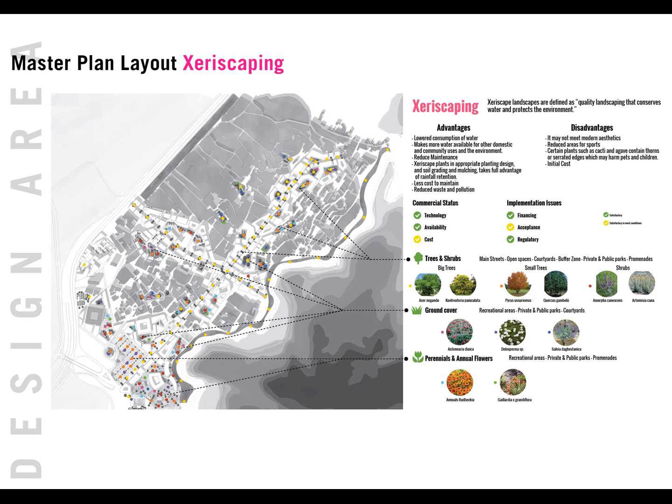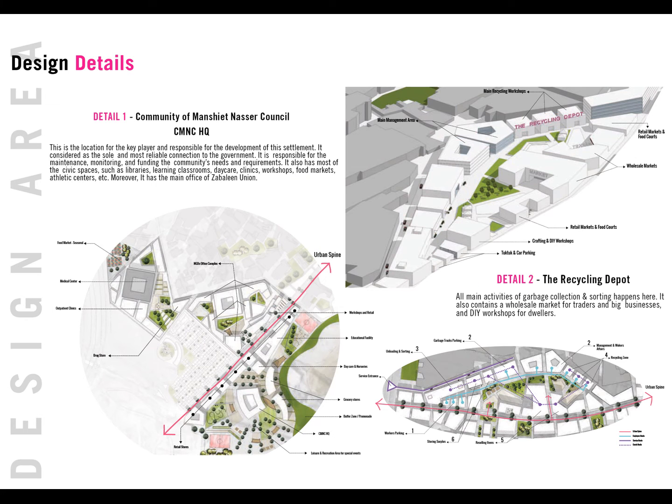As for the green network, I'm proposing to use Xeriscaping as it does not require a lot of maintenance and helps to make water available for other domestic community uses. My first design detail is the recycling depot. The complex includes main management office, recycling workshops, DIY workshops, garages for garbage trucks, sorting areas, tuk-tuk and car parking, and a wholesale market, as well as retail and food courts.